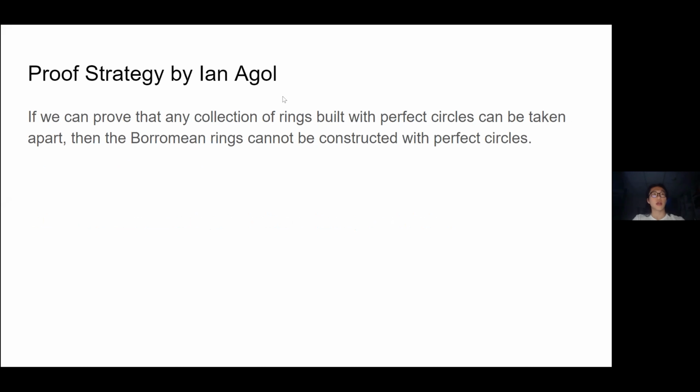The proof strategy we're using today is by Ian Agol. It was from notes that he never published, but basically the strategy is that if we can prove that any collection of rings built with perfect circles can be taken apart, then the Borromean rings cannot be constructed with perfect circles, since they cannot be taken apart.